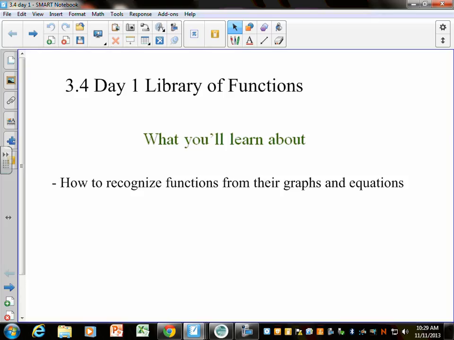Like, when we see x squared, we should know it's a parabola. And there's a whole bunch of other ones that we should know what they look like, and that's going to help us when we talk about transformations of graphs, which is the next section before our unit test.